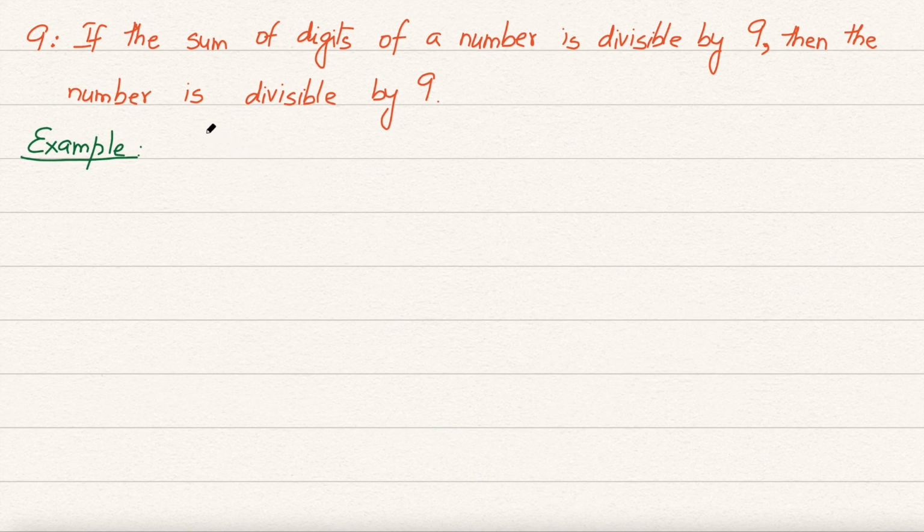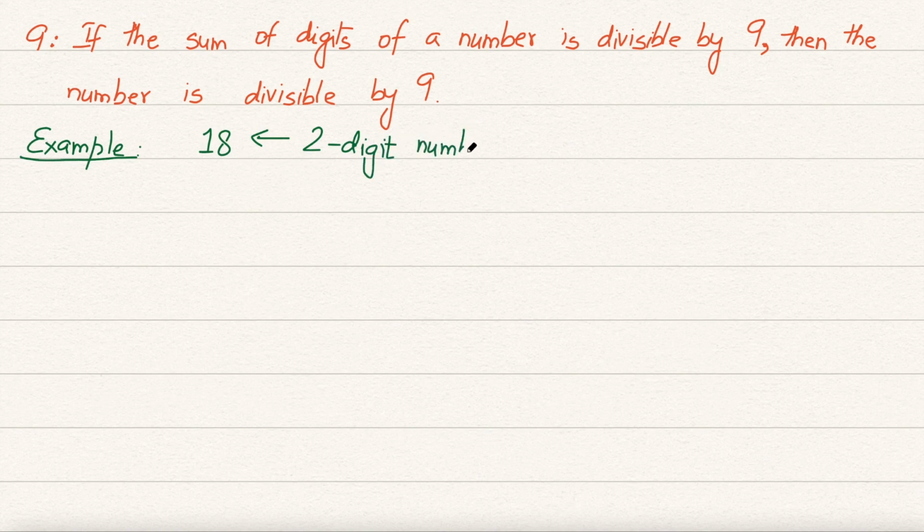Let's consider the number 18. We need to check and see if 18 is divisible by 9 or not. What you need to do is find out the sum of digits. This is one digit and then this is the second digit. This is a 2-digit number.